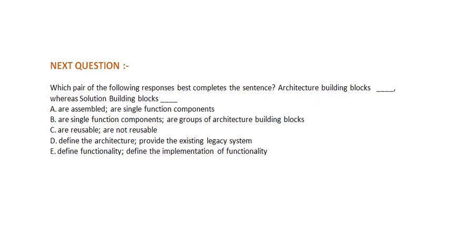Next question is, which pair of the following responses best completes the sentence? Architecture building blocks dash whereas solution building blocks dash. Option A, are assembled, are single function components. Option B, are single function components, are a group of architecture building blocks. Option C, are reusable, are not reusable. Option D, define the architecture, provide the existing legacy system. Option E, define functionality, define the implementation of functionality.